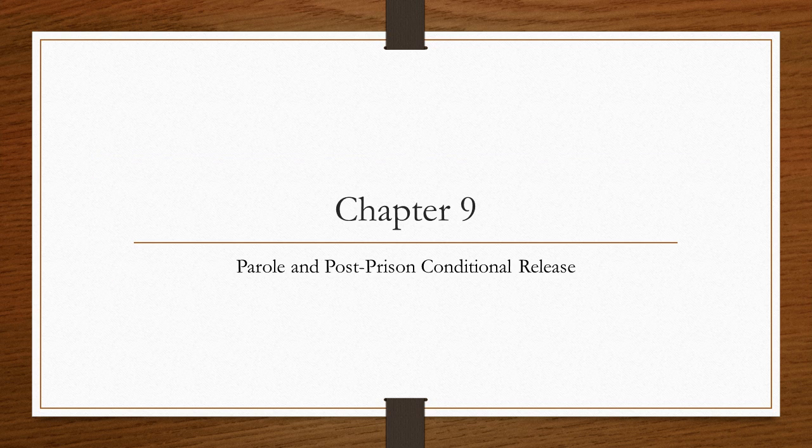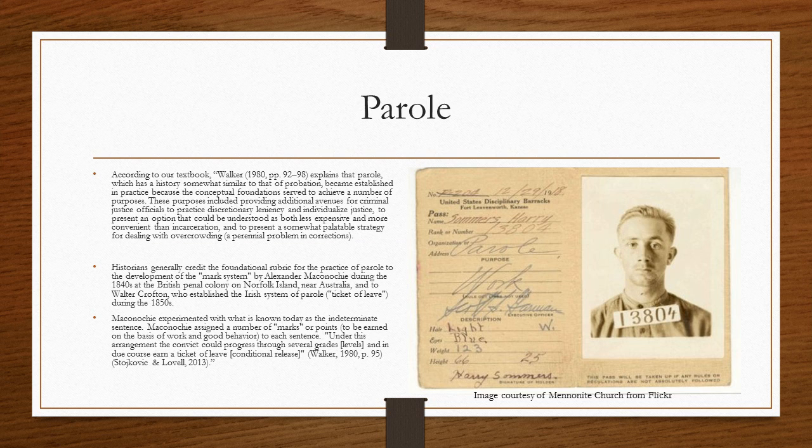In Chapter 9, we will be discussing parole and post-prison conditional release. So what is parole? According to the textbook, Walker explains that parole, which has a history somewhat similar to that of probation, became established in practice because the conceptual foundations served to achieve a number of purposes. These purposes included additional avenues for criminal justice officials to practice discretionary leniency and individualized justice, to present an option that could be understood as both less expensive and more convenient than incarceration, and to present a strategy for dealing with overcrowding.